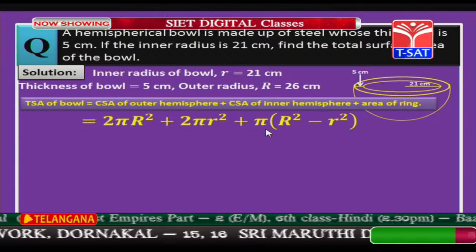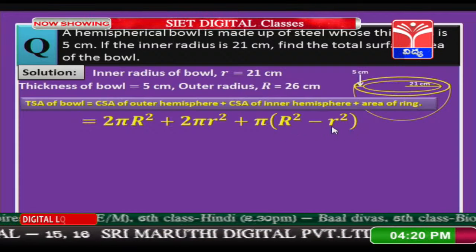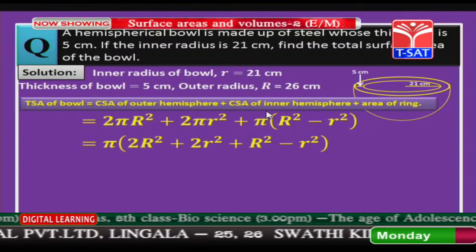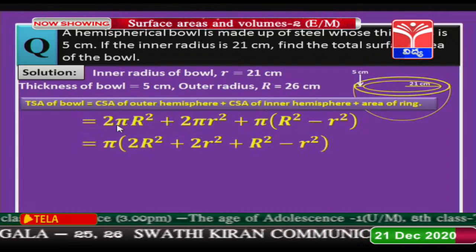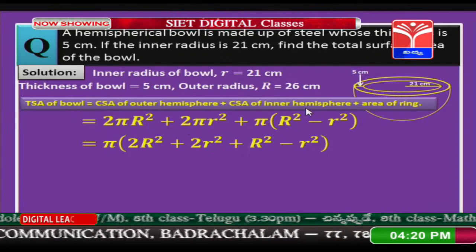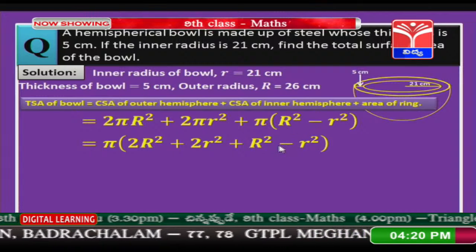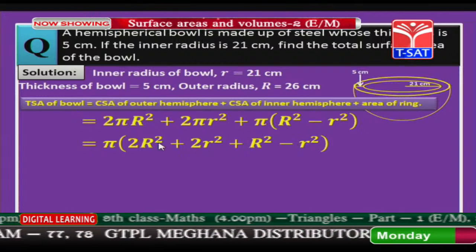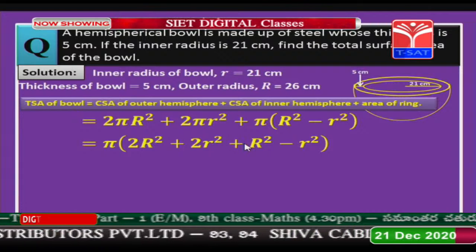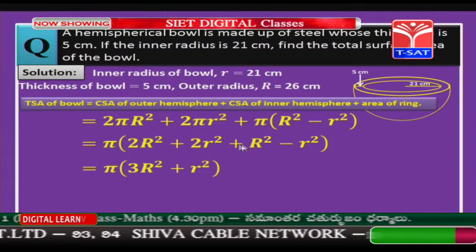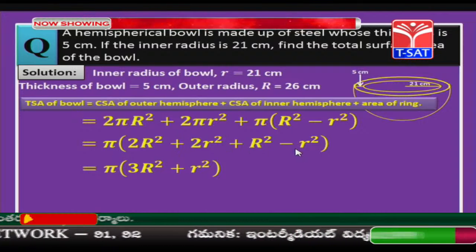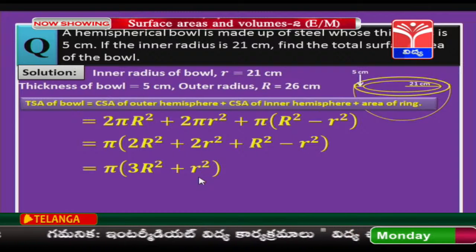Now, area of ring formula is pi into capital R square minus small r square. Now, let us take pi as common factor. If I take pi as common, we are left with 2 capital R square plus 2 small r square plus capital R square minus small r square. So, what do you get, children? 2 capital R square plus capital R square. Yes, you should get 3 capital R square. So, pi into 3 capital R square, and 2 small r square minus small r square, so get only plus small r square.